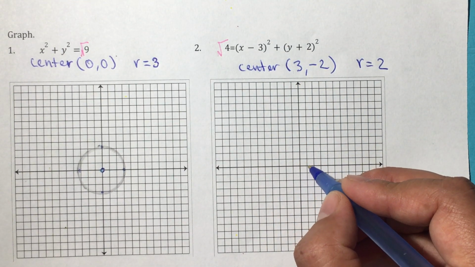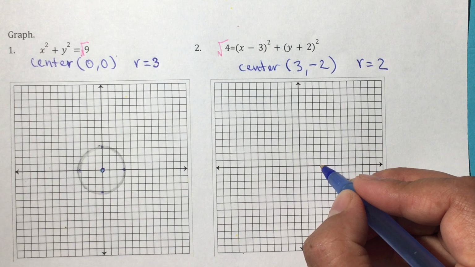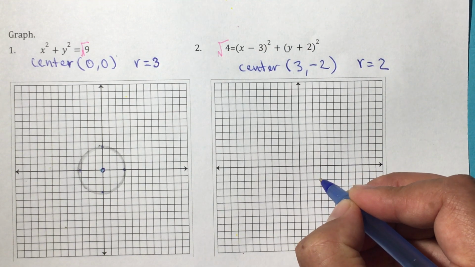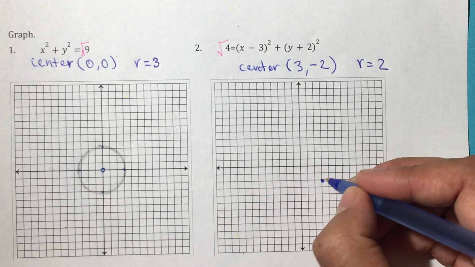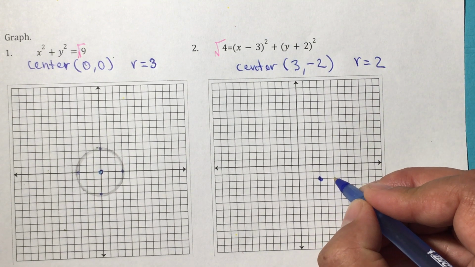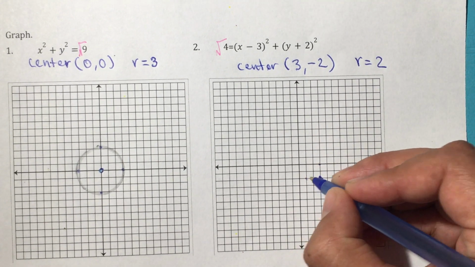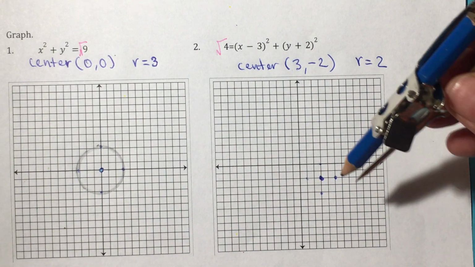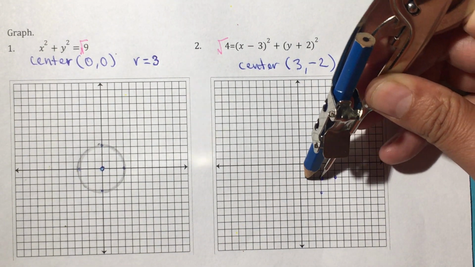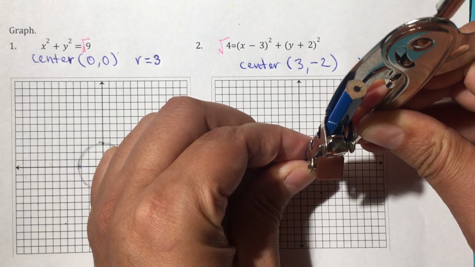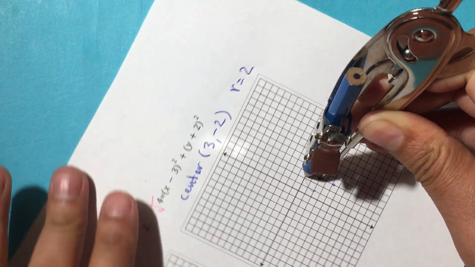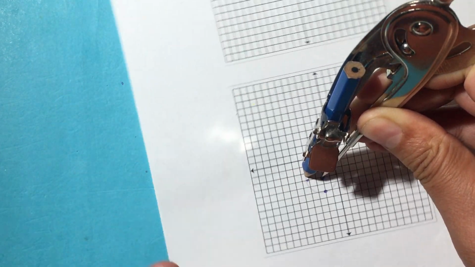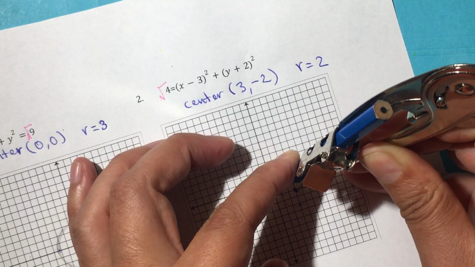Now we count 1, 2, 3, and then negative 1, negative 2 is right here. That's my center. The radius is 2, so 1, 2, 2 up, 2 to the left, and 2 down, and then you will find it easier. Okay, and now we graph. So again, it's easier to just turn the paper around, and not so perfect.